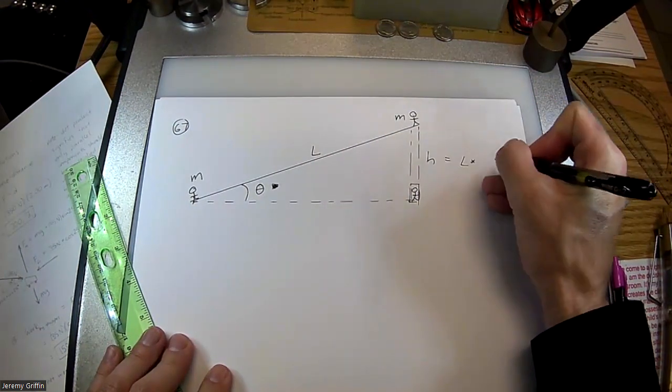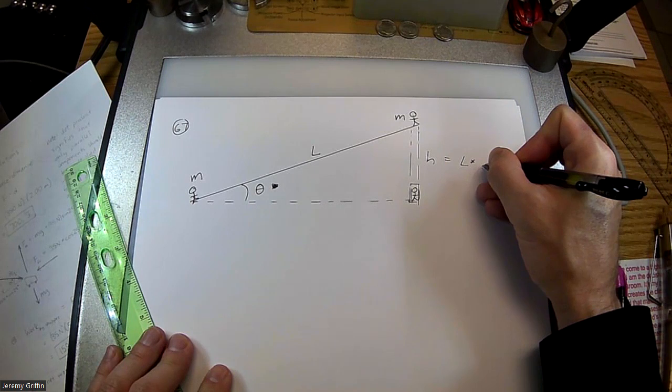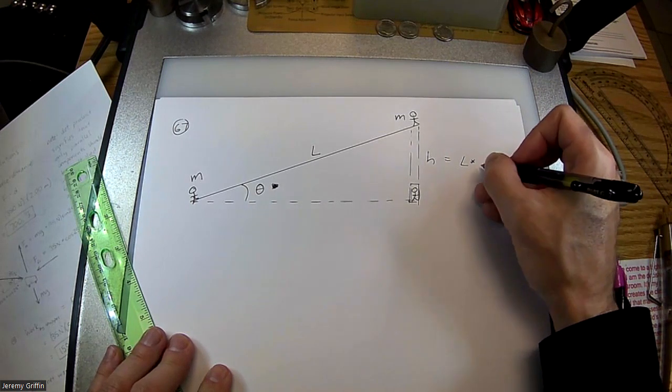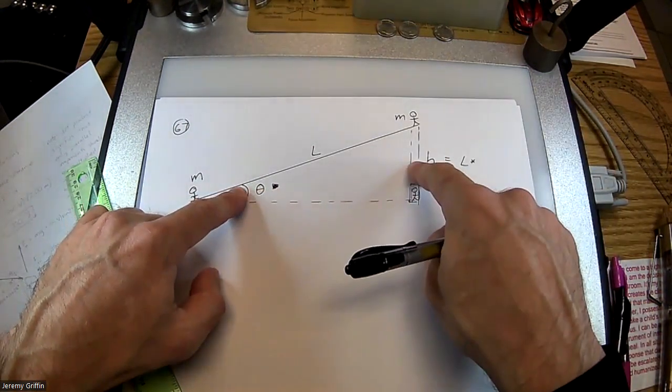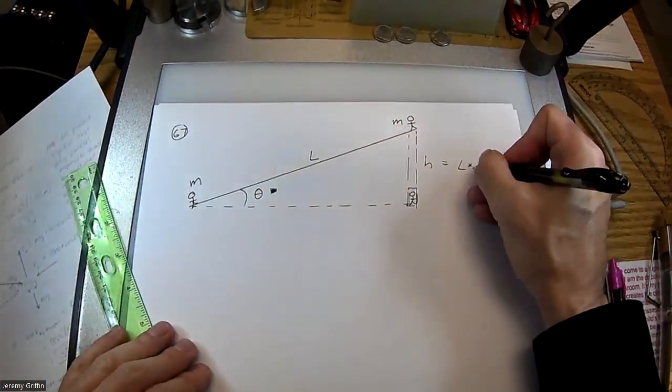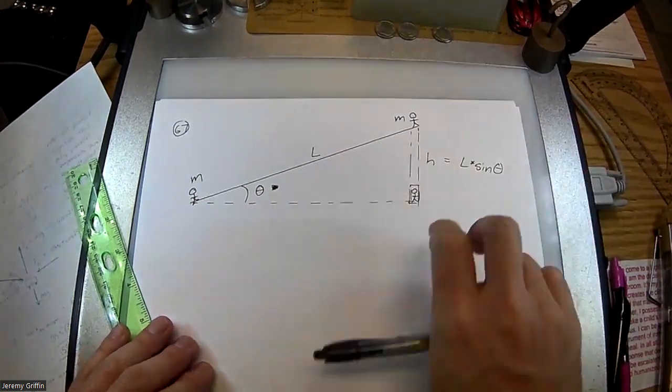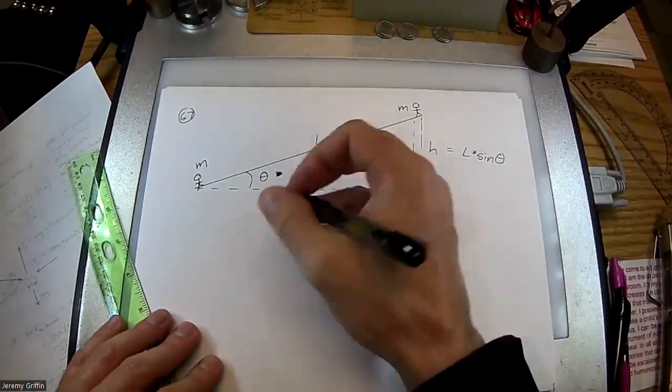It'd be L times what? Sine or cosine? See, opposite is sine, right? There you go. So you could solve for that height that way.